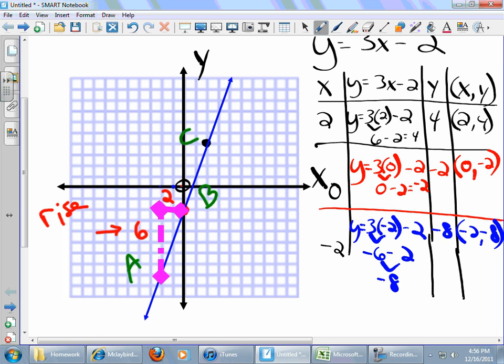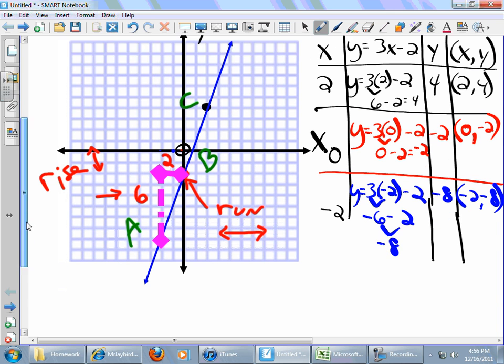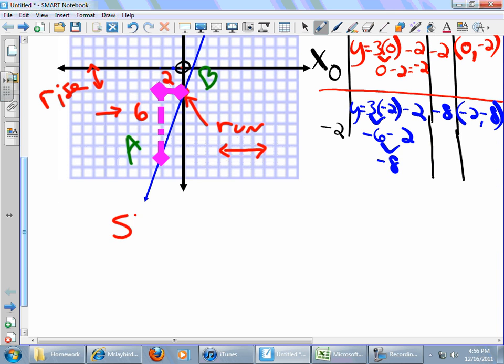This number here, the 6, is called my rise number. Why? Because it measures going up and down. The 2 is called my run number. Why? Because it measures left to right as if you were running along the ground. My slope can be found by writing a fraction called the rise over the run. The rise number was 6. The run number was 2. Simplifying my fraction, I'm going to put 3 over 1.